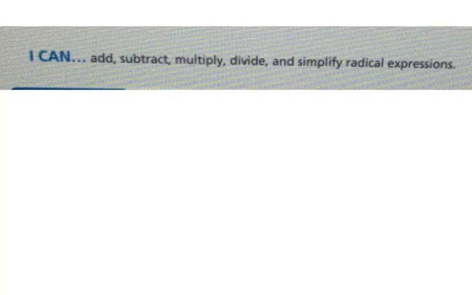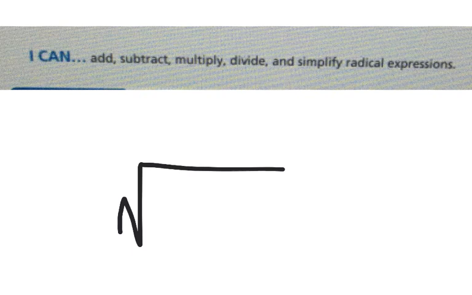Does anybody remember? Radical? Like a decimal? It's not decimal. It's that symbol right there, right? Oh, if I'm taking a square root of something. Yeah, you take a number, you square root it and divide it pretty much.